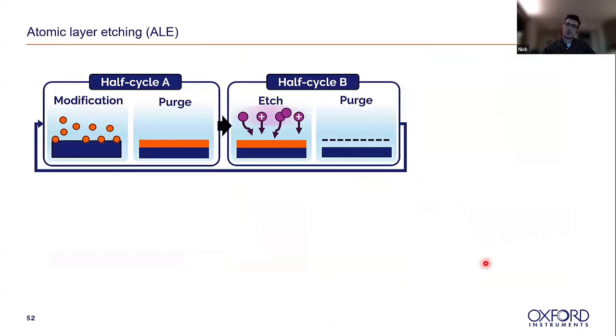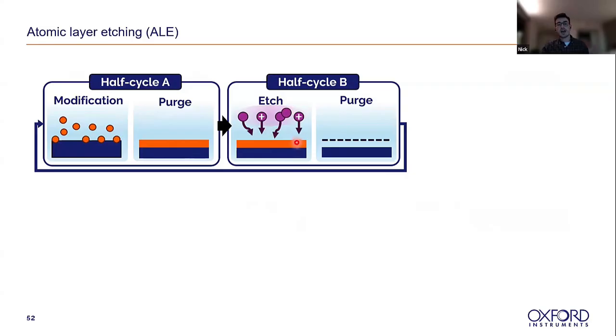The basics of an ALE process. So I thought people might be less familiar with this, so I thought I'd give a bit more of an explainer of how it actually works. ALE is a process of sequential self-limiting half cycles. In the first half cycle, you aim to modify the surface of the material and create a thin modified surface layer that you then remove in the second half cycle using your etching half cycle.